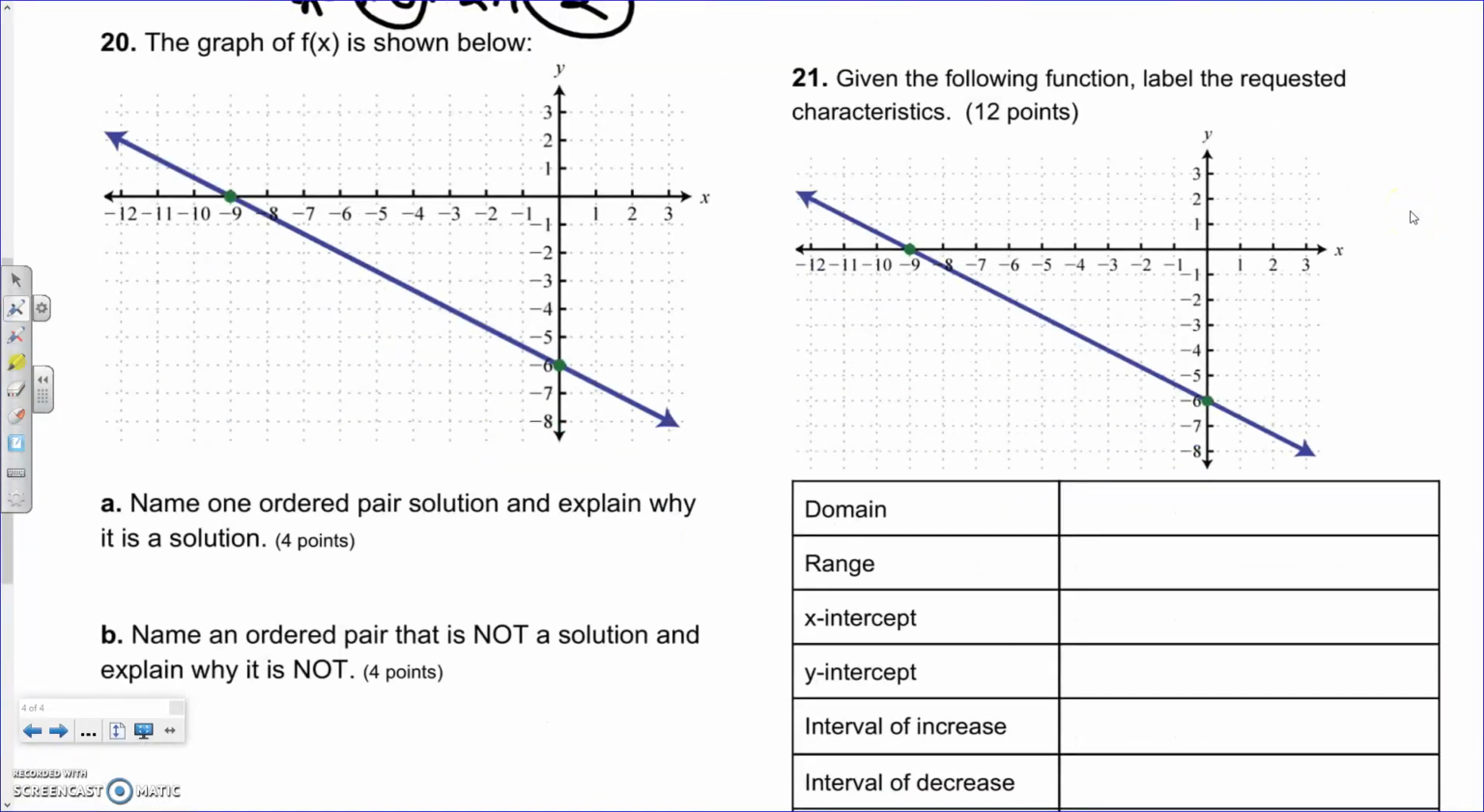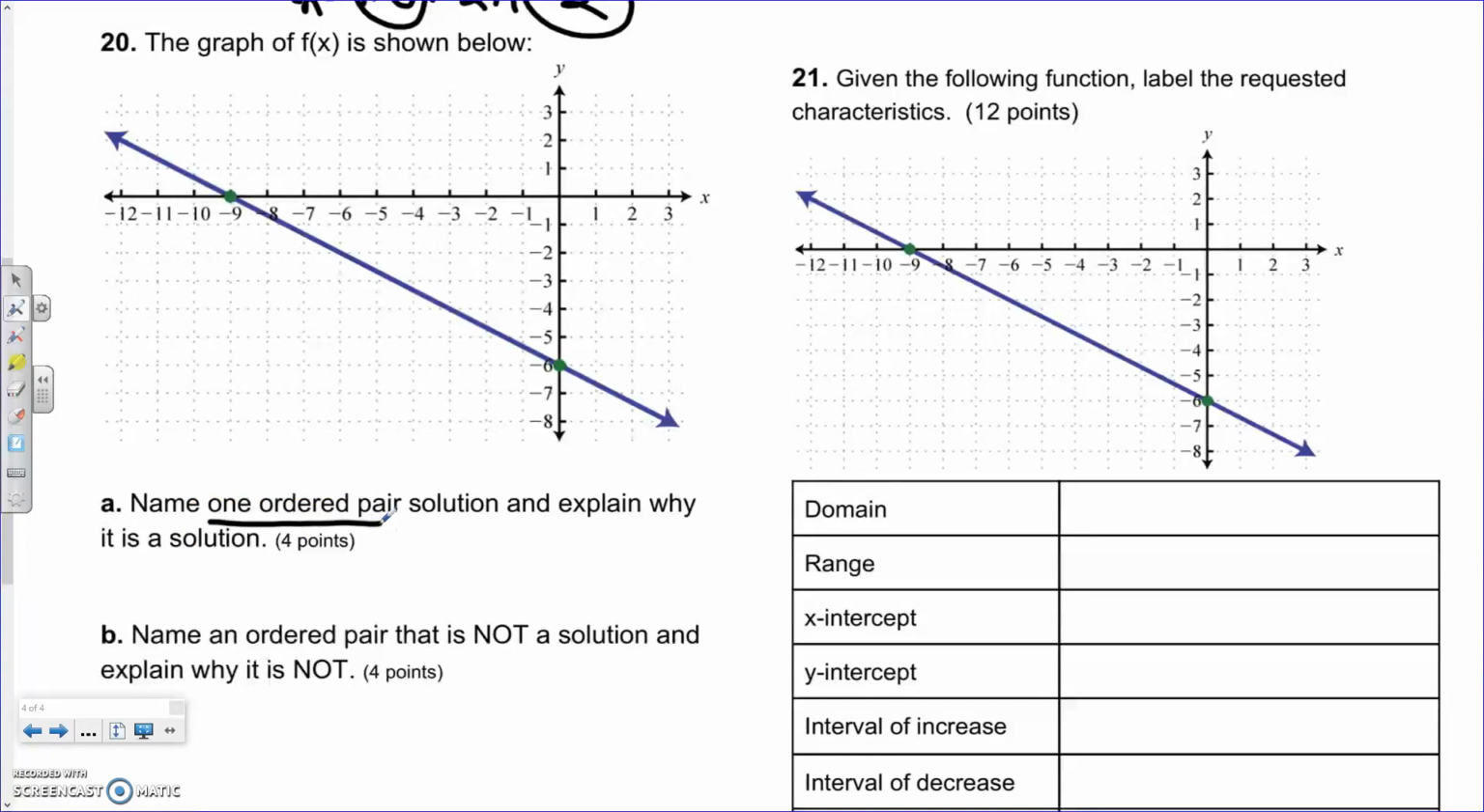Alright, looking at number 20. Number 20 is the easiest one out of these three. I would say number 19 is probably the second easiest one. I don't know, 21 is pretty good too. But looking at number 20, it says, name one ordered pair solution and explain why it's a solution.